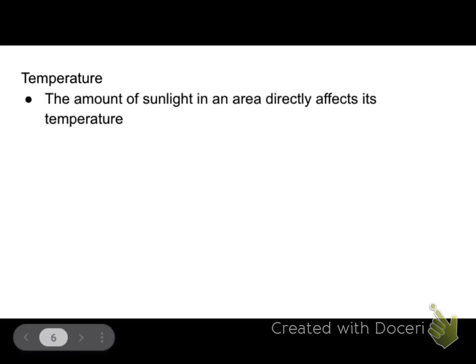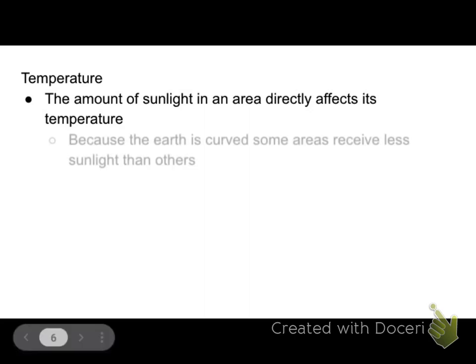Now let's talk a little bit about temperature. The amount of sunlight that's in an area is going to directly affect its temperature. We observed this in a previous chapter, right? We looked all about how the sun heats the earth, and we even went outside and measured how sunlight affects temperature changes in objects. So we know how much sun an area is getting is going to have a really strong impact on its temperature.